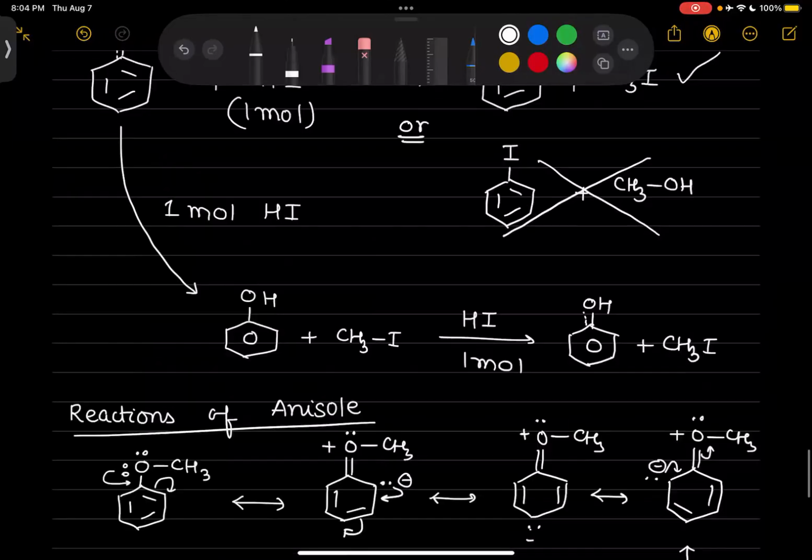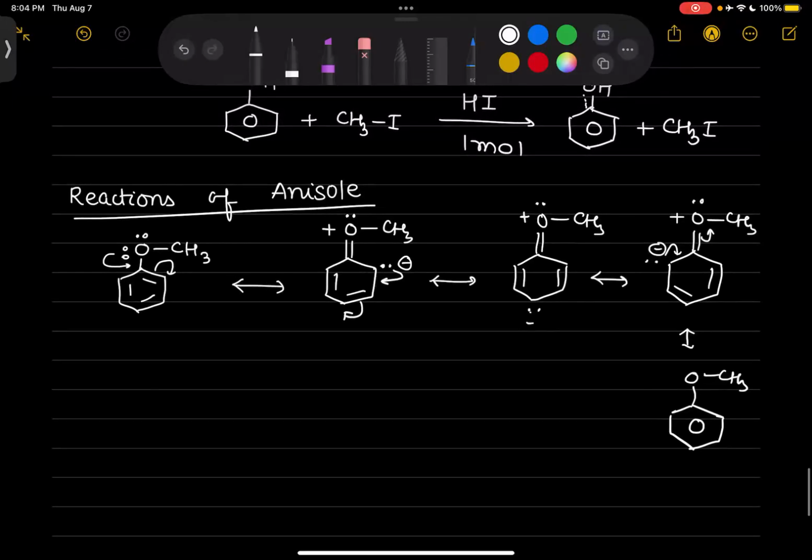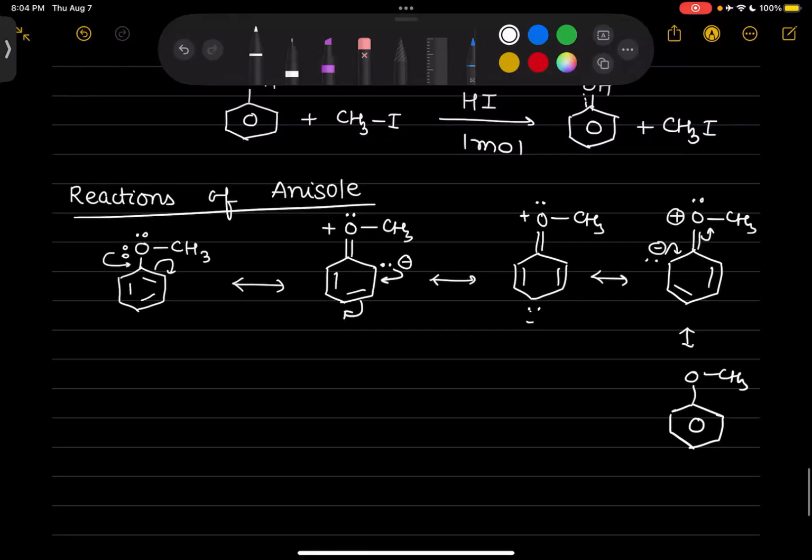We have just started with the reactions of anisole. In anisole, before starting the reactions, we need to look at the benzene structure, how the electron density is being distributed on the anisole. Got it? Once we have an idea of the electron density of the benzene ring, we can easily make out where the reaction is going to happen. Okay.